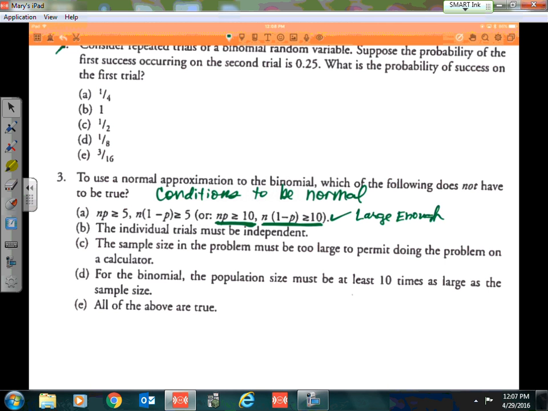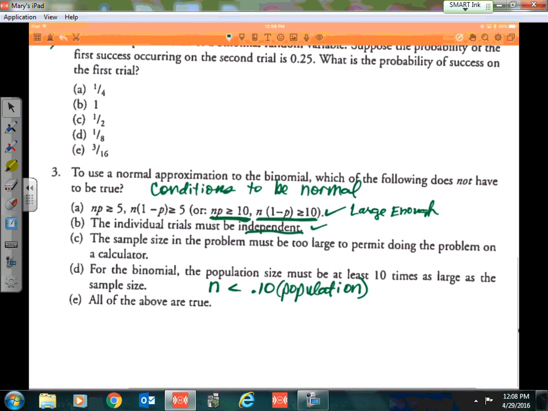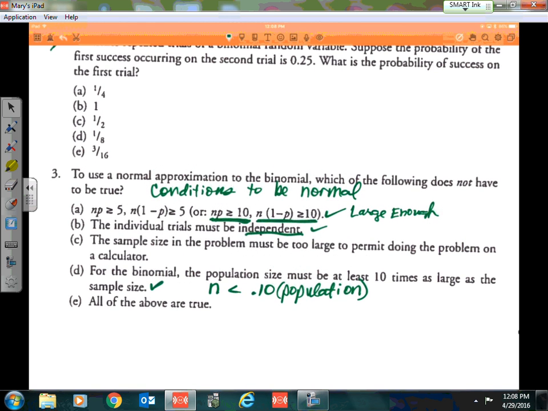All right, how about this? The individual trials must be independent. Yep. Actually, independent, go down to answer choice D. The population size must be at least 10 times as large as the sample size. I'm going to translate for you. That one is saying n is less than 10% of the population. Okay? So, independent, n is less than 10% of the population. So, D is one of those ones that's needed.